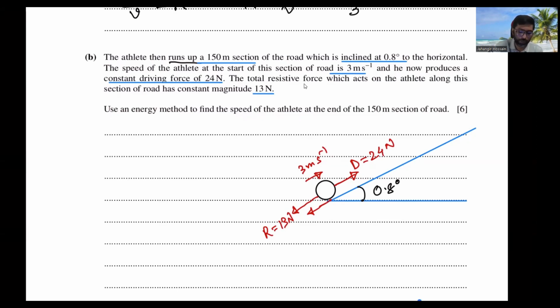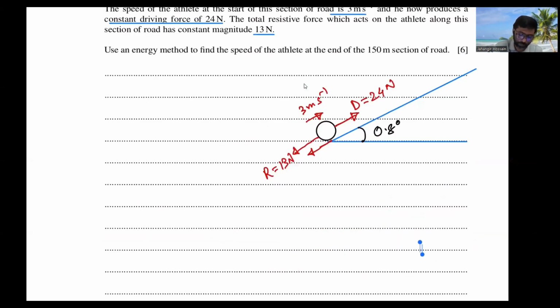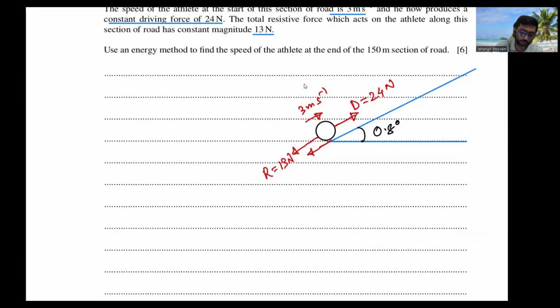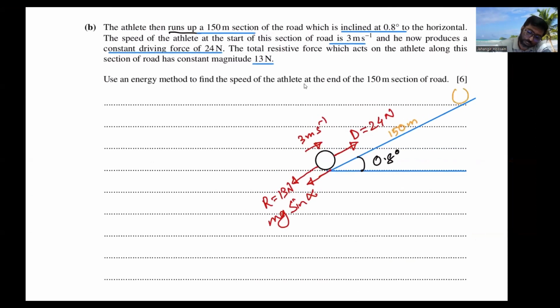That is, the mass of the athlete is 84 kg, so mg is 840, and mg sin alpha will be 840 sin 0.8. You have to use the energy method. Another section of the road is 150 meter. You have to find the speed at the end of 150 meter. What will be the speed here?